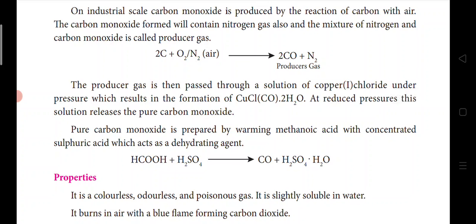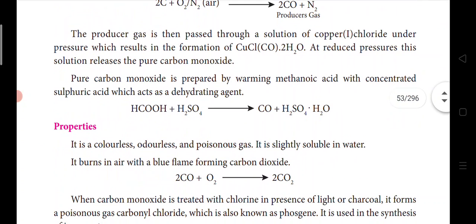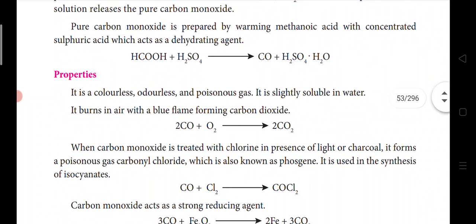Pure carbon monoxide is also prepared by warming methanoic acid with concentrated sulfuric acid, which acts as a dehydrating agent. So always sulfuric acid will act as a dehydrating agent. So using methanoic acid and this sulfuric acid, pure carbon monoxide will be prepared.